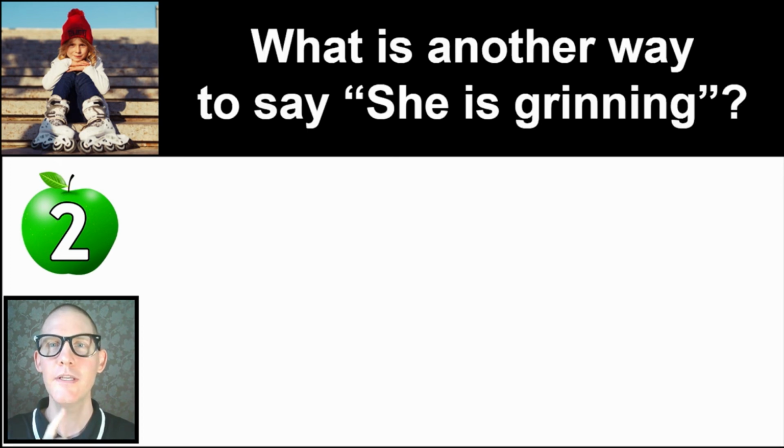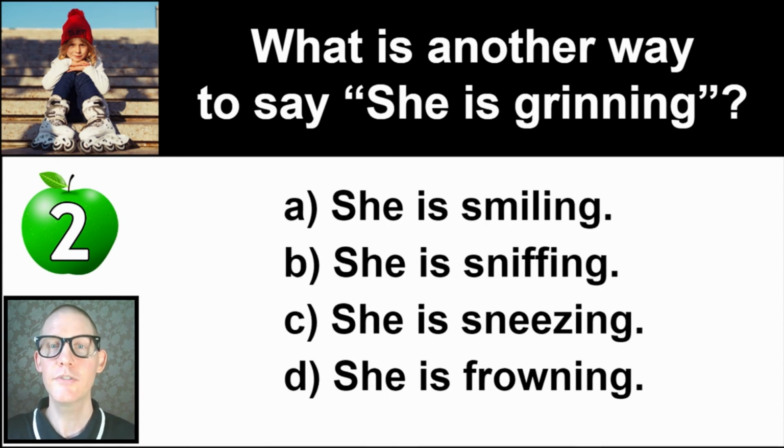Question number 2. Here we go. What is another way to say she is grinning? A. She is smiling. B. She is sniffing. C. She is sneezing. Or D. She is frowning. Okay, what do you think? Here's some music.